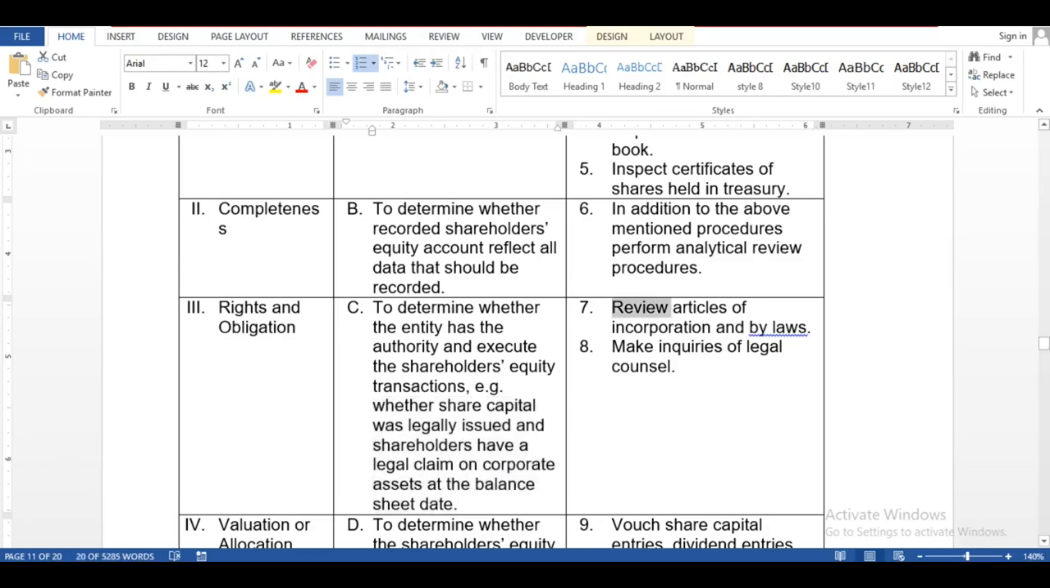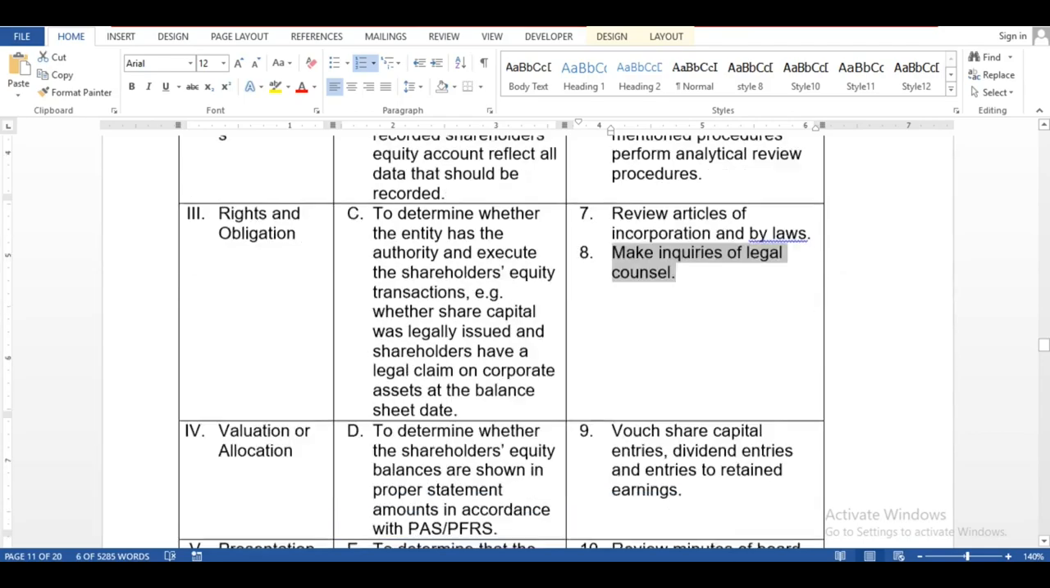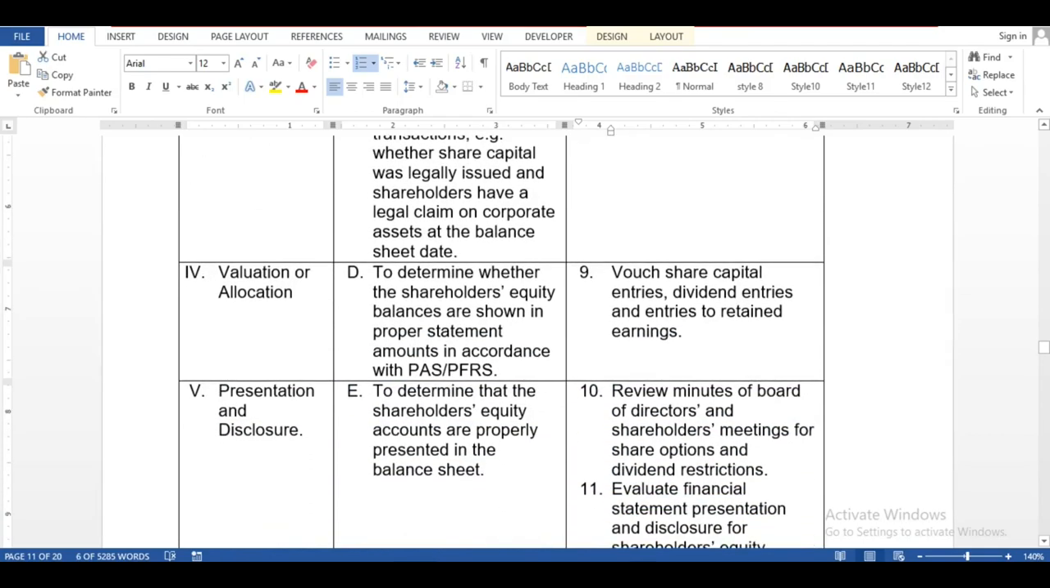So, review articles of incorporation. It was already mentioned in the articles of incorporation, even the corporators having the authorized, subscribed, and paid-up shares. And even the bylaws. So, make inquiries about legal counsel also.